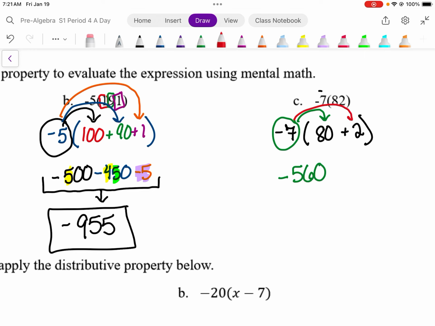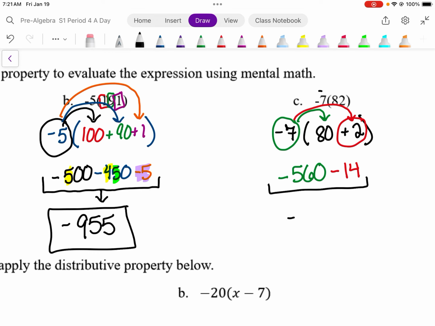Then we would take that -7 times a positive 2. A negative times a positive is negative, and 7 times 2 is 14. So by doing this, we broke up the number and we were able to multiply mentally. So at this, we have -560 minus 14. They're both negative, so we want to find the total amount of negatives.